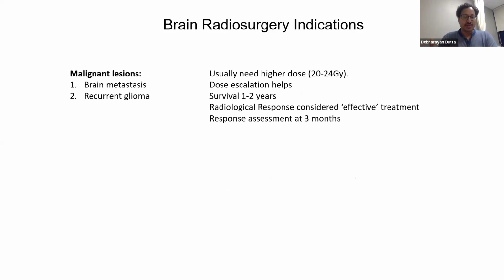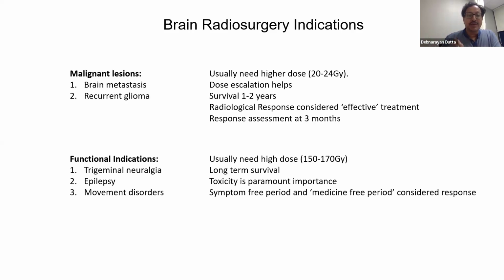Another group is malignant tumors, like brain metastasis and recurrent gliomas, where we need to give a very high dose, like 20 gray, 24 gray single fractions, and many times 30 gray in 5 fractions. So we need to give a very high dose of radiation in this group of patients, where it is a malignant tumor. Dose escalation helps in this group. These patients usually live for 1 to 2 years. So radiological response is important and toxicity is also important. And there is a definitive response assessment criteria for this patient group.